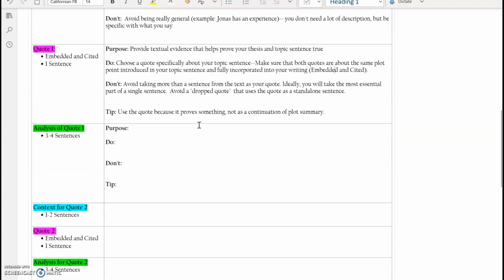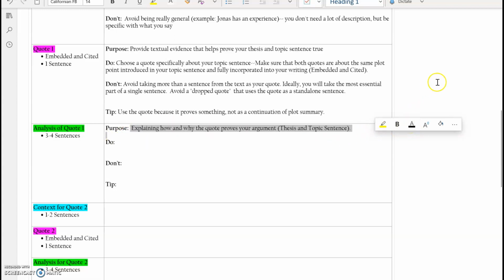Analysis is the burger, the meat of this delicious hamburger that we're eating. And so it's the most important part. 3 to 4 sentences of analysis for each quote. And you really want to think about this as your explanation of how and why the quote proves your argument. So that connects to both your thesis and your topic sentence.